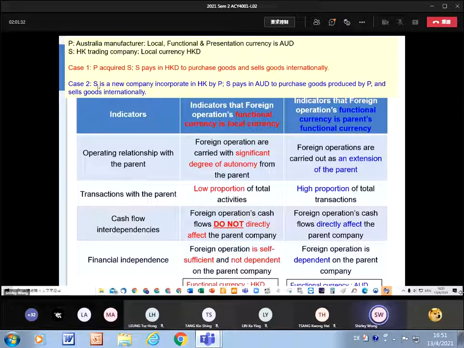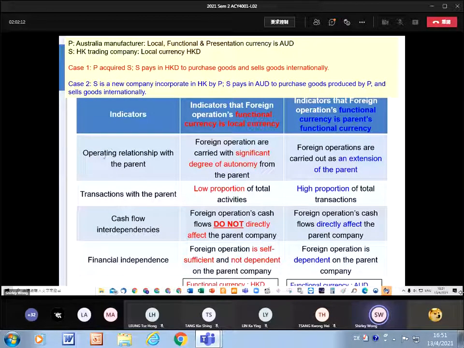Case 2 here is the subsidiary is a newly incorporated company. This company is incorporated in Hong Kong by P. That means before that there is no S company, and then P company set up these subsidiaries in Hong Kong. And the mission of these subsidiaries actually is because Australia is a manufacturer. These subsidiaries need to pay AUD dollars to purchase the goods produced by P and then help to sell the goods internationally. Okay, so this is the two backgrounds of these subsidiaries. Let's look at it one by one.